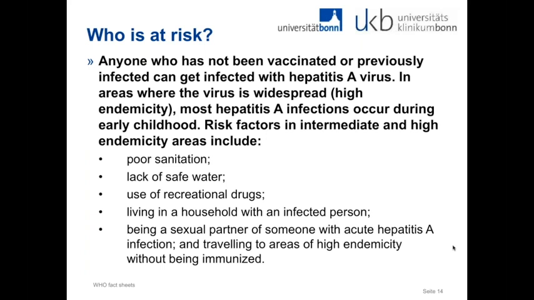Anyone who has not been vaccinated or previously infected can get hepatitis A. So that's the person who is at risk. In areas where the virus is widespread, most hepatitis A infections occur during early childhood. So if you go into an African patient population, for example, you find the prevalence of hepatitis A is very high. And usually in childhood, the infection does not lead to a lot of symptoms, so many people have gone through hepatitis A without ever having noticed that they had a hepatitis. Risk factors include poor sanitation, lack of safe water, use of recreational drugs, living in a household with an infected person, and being a sexual partner of someone with acute hepatitis A infection, and then obviously also traveling to areas of high endemicity without being vaccinated. Next slide.